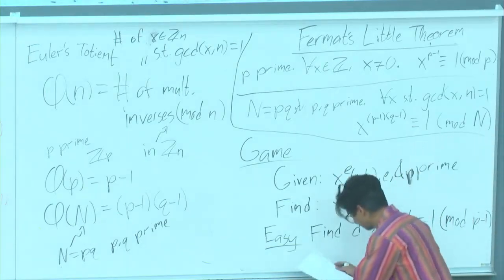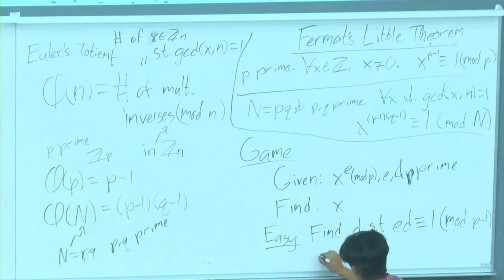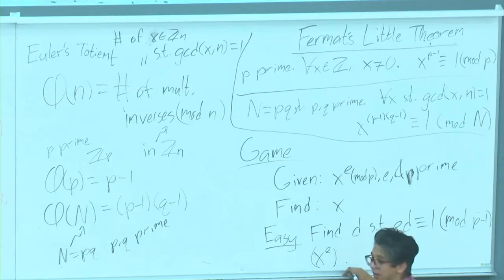And why does this work? This is where we're going to kind of congeal our thoughts. X to the e to the d. Again, if we were in reals, we would just do 1 over e, and that would make sense. X to the e to the 1 over e, those cancel. We're happy. We can't do that. So we need to find some d.